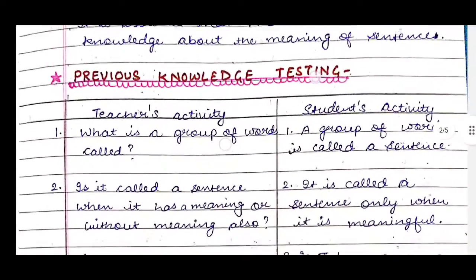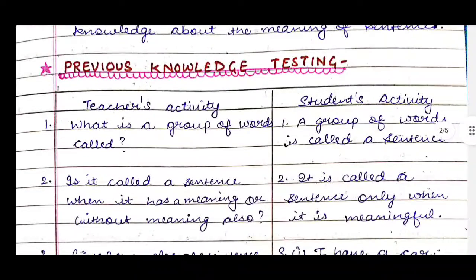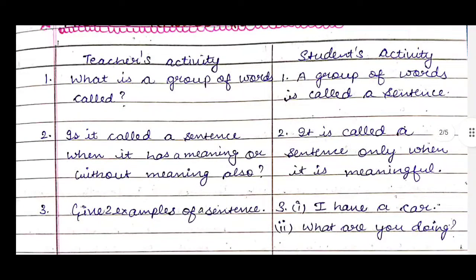For this, in our lesson plan we'll make two columns. First one is teacher's activity and next is student's activity. So the teacher will ask the questions and the students will respond. First question is, what is a group of words called? So students will say a group of words is called a sentence.